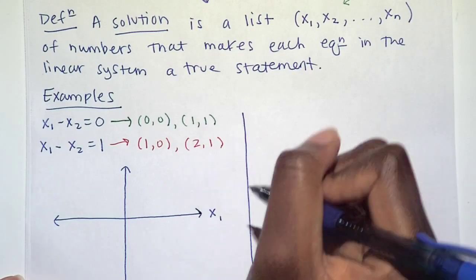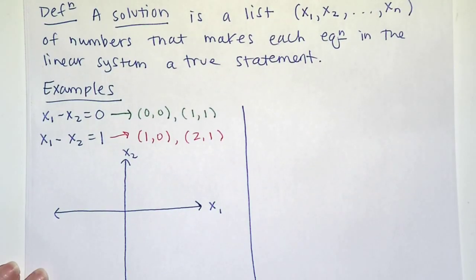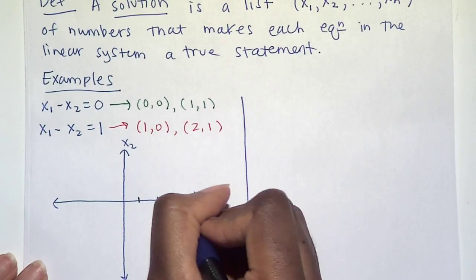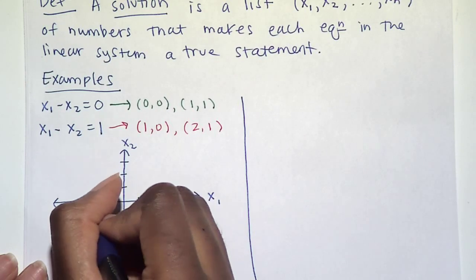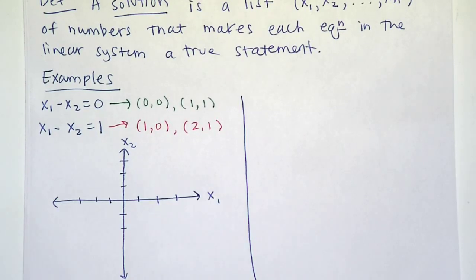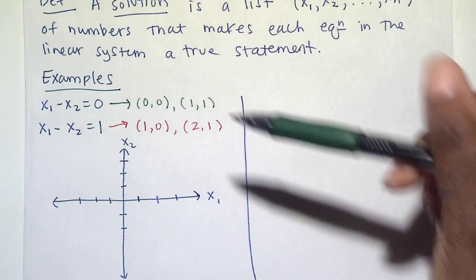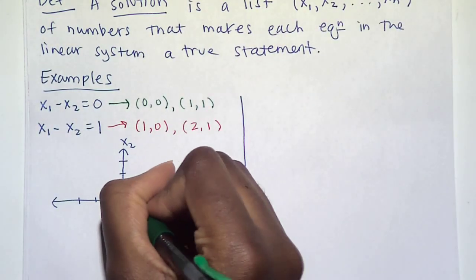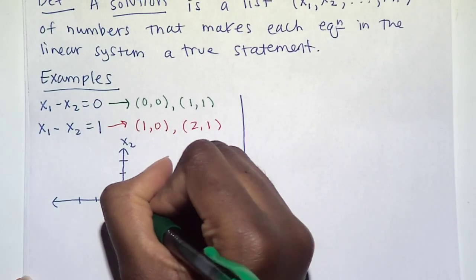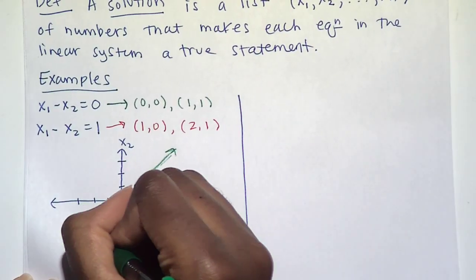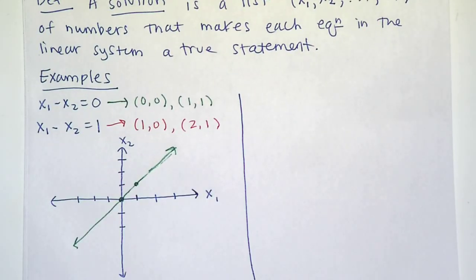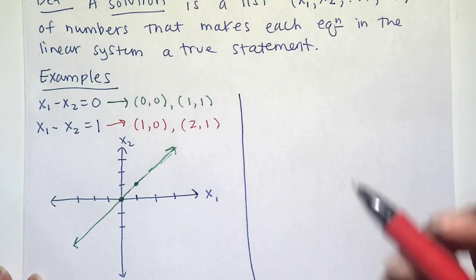All right, again, this is my x1 and my x2 axis. Throw in some tick marks. Okay, so I'm going to plot the solutions for the first equation. We know this line, x equals y, or x1 equals x2. All right, and then I'm going to graph the solutions for the second equation.